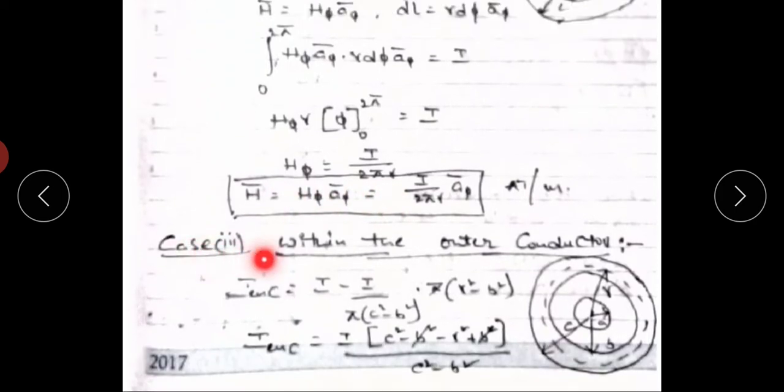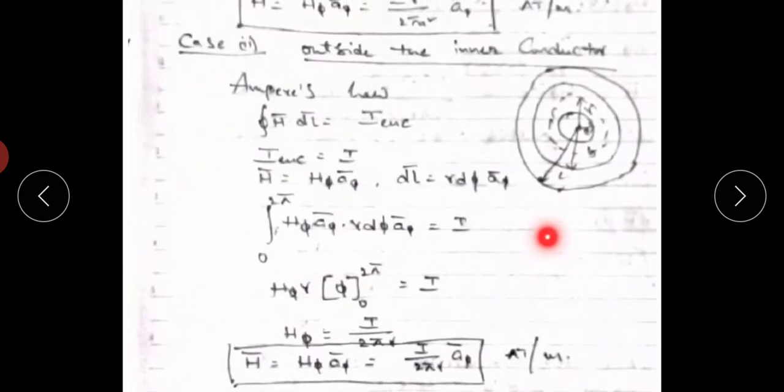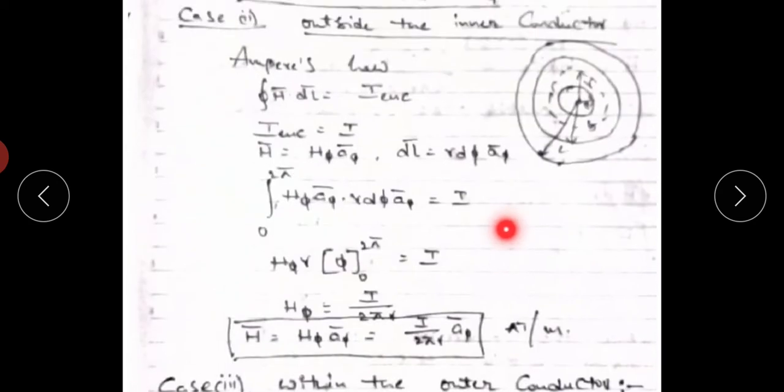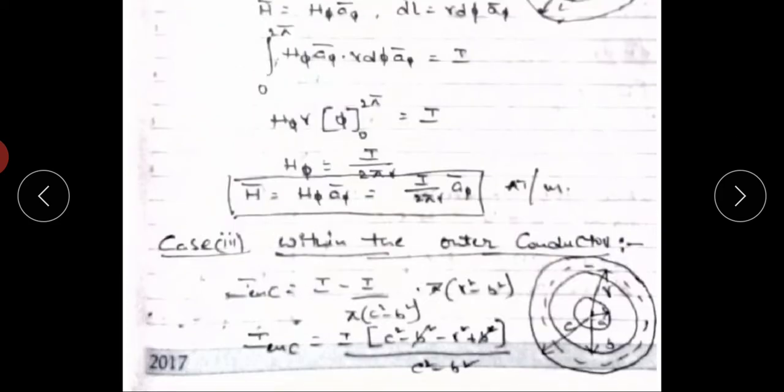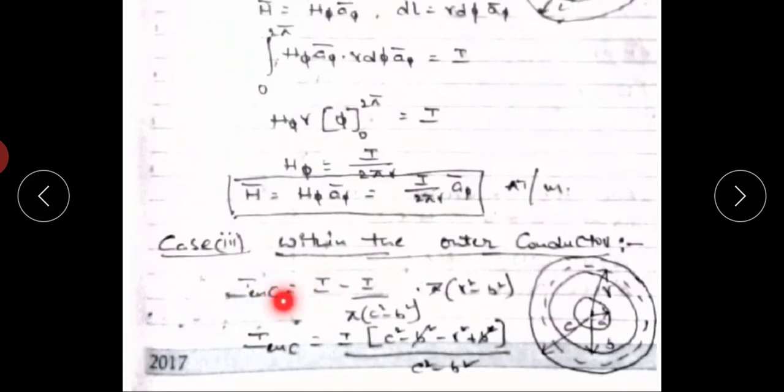Next, the third case, within the outer conductor, between B and C. Now we have to determine the magnetic field intensity expression. So find I enclosed. Here between B and C, we have to draw the ampere path. The ampere path radius equals R meters. The dotted line circle is the ampere path. So first find I enclosed.